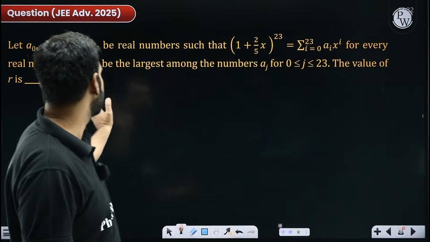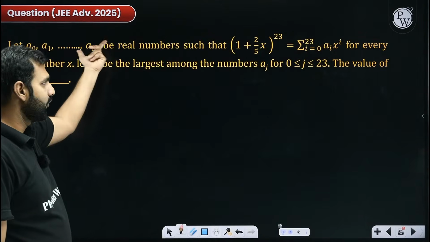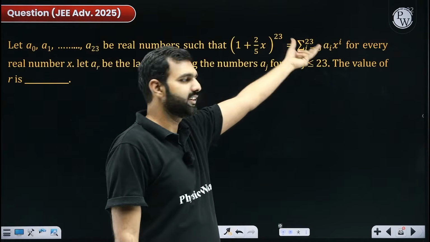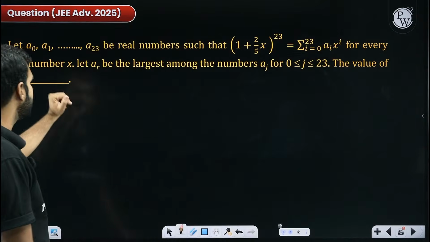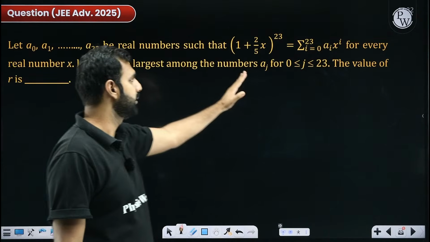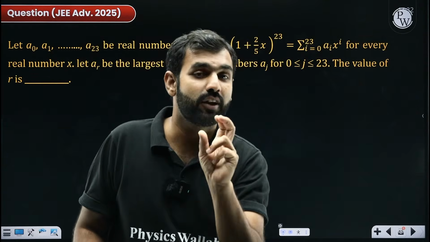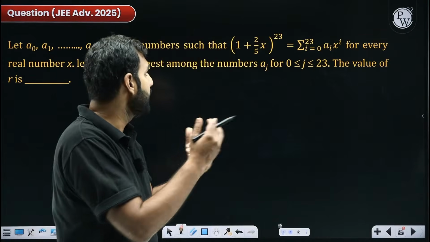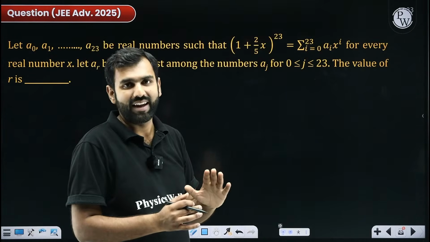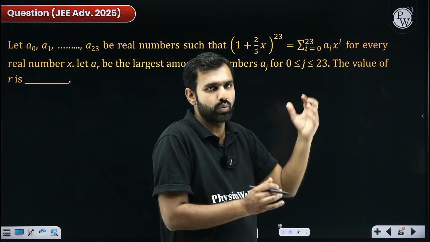Now let's focus on this question asked by JEE Advanced in 2025. This is the set of real numbers. This is expanded in this manner. We know the binomial expansion will be used here. For every real number x, a_r is the largest among them. So technically, a_r means what? The coefficient. So they are asking you the largest coefficient, which means the largest term, because x to the power 1, 2, 3 will keep on varying. I hope you're understanding it. So x doesn't matter for me. a_r means the largest term.